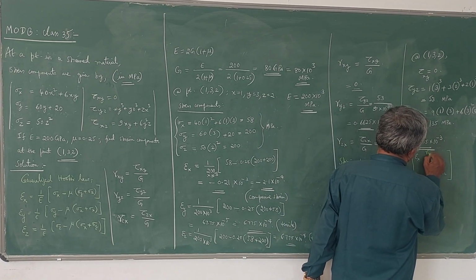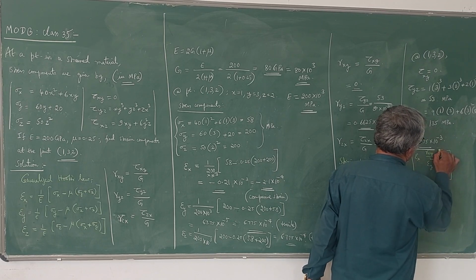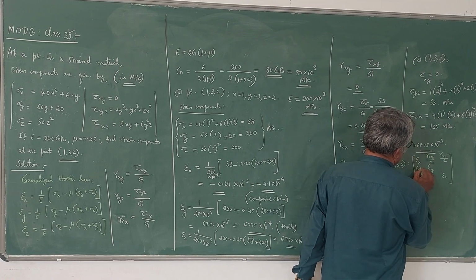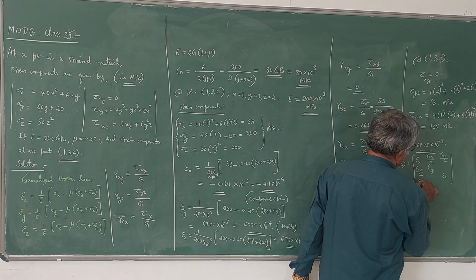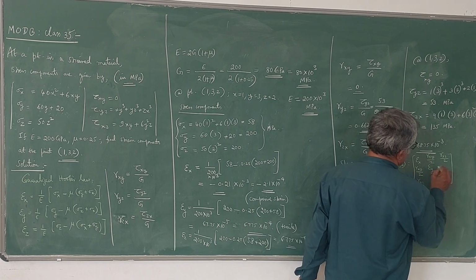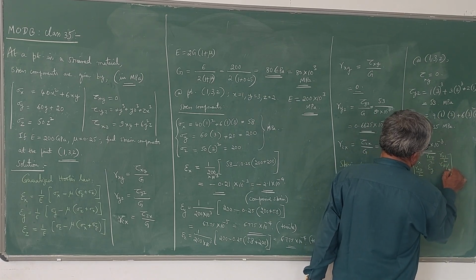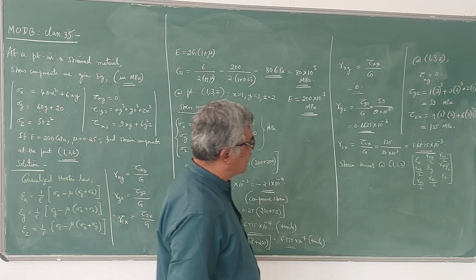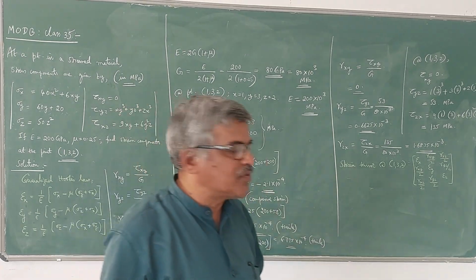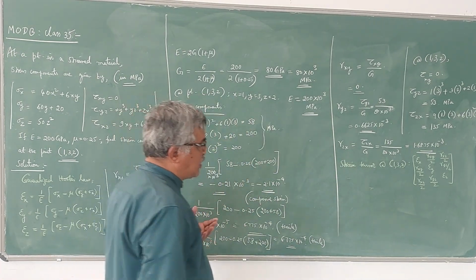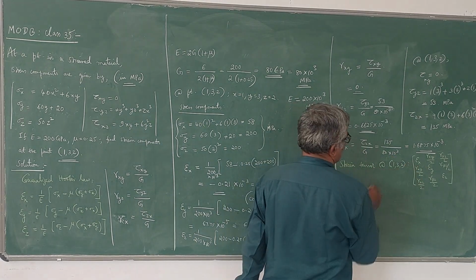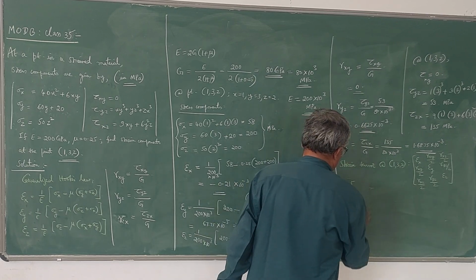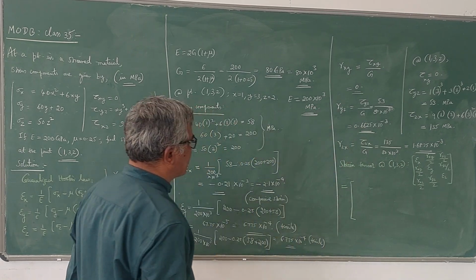Next, gamma xy by 2 will be there here. Gamma xz by 2 will be there here. And it is symmetrical, so gamma xy by 2 will be there here, gamma xz by 2 will be there here, and here gamma yz by 2. Please note that gamma xy is the same as gamma yx, gamma yz is the same as gamma zy, and gamma xz is the same as gamma zx. Now once you write this, just go on and substitute the values of the strains and complete the strain tensor.